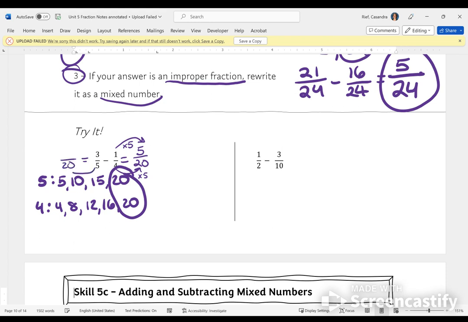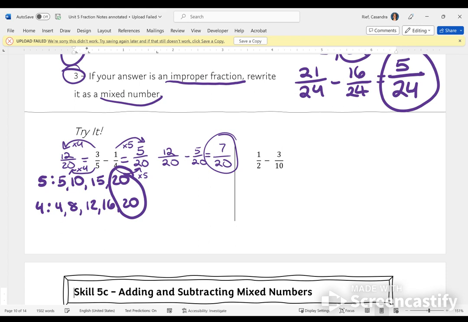If I'm trying to go from 5 to 20, I have to multiply by 4. So I'll do the same thing to my numerator. 3 times 4 is 12. Now I can rewrite my problem. I'm really trying to solve 12/20 minus 5/20. All right, 12 minus 5 is 7/20. My answer is 7/20.